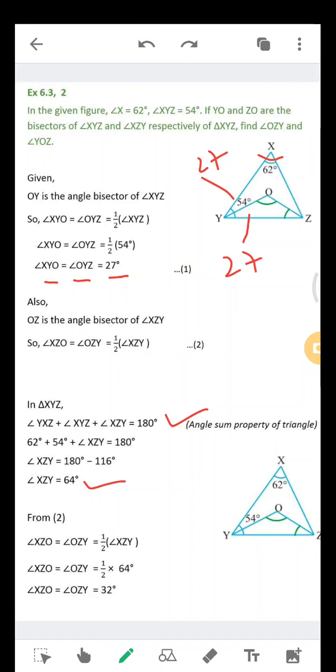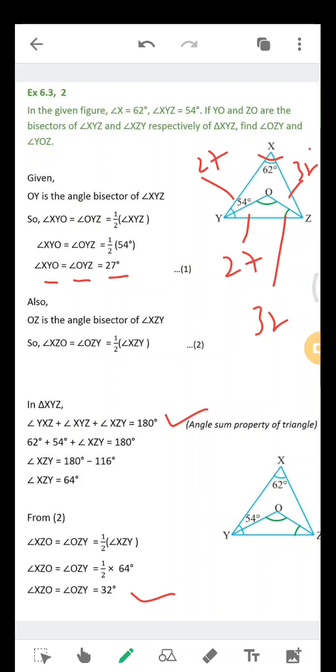So we have got angle XZY. This complete angle is 64. So what will be half of that? That will be 32, and the other part will be 32. 64 becomes half because OZ is the bisector of this angle. So we have got angle OZY is equal to 32. Now we have got two angles of this triangle OYZ.